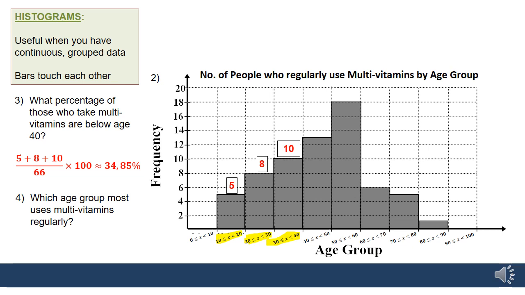Number 4: which age group most uses multivitamins regularly? This is obviously going to be the one that's the biggest. So this age group has to be the 50 to 60-year-olds, or technically 50 to 59-year-olds, and there are 18 people in that group. Again, if you're a marketing manager, you might simply focus your attention on that group because they're the ones who are most using multivitamins.